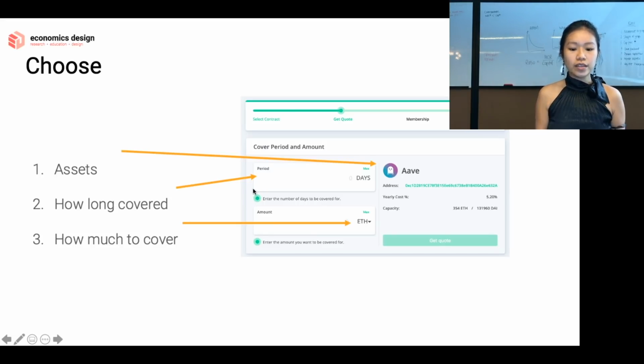The thing is, a lot of these trades are very short term. So you probably are borrowing and lending for maybe 10 days. So you just put 10 days in. And then you also can choose how much you want to cover for. So think of it as buying travel insurance. The assets will be which country you want to go to, and then how long you're traveling for, and what kind of things you want to cover. Similarly, that's how Nexus Mutual works as well if you want to buy cover.